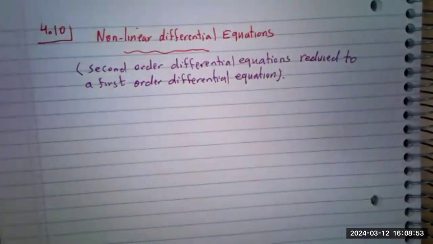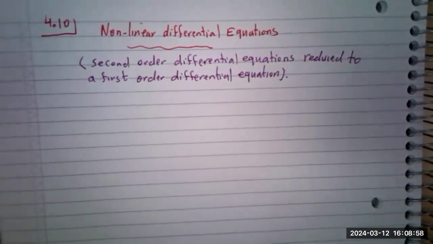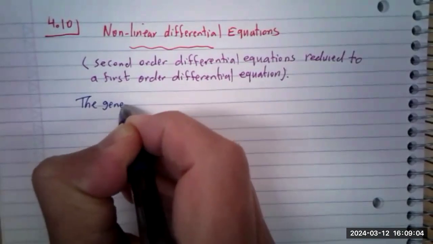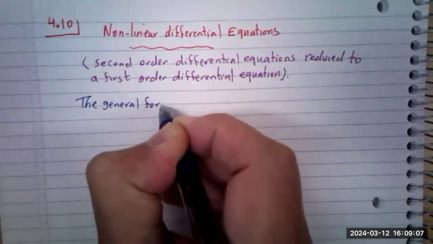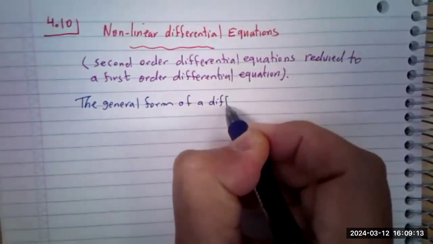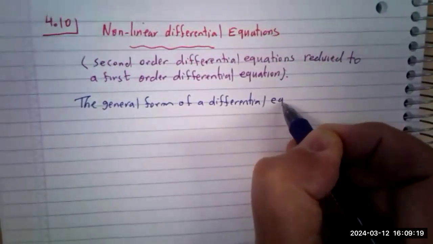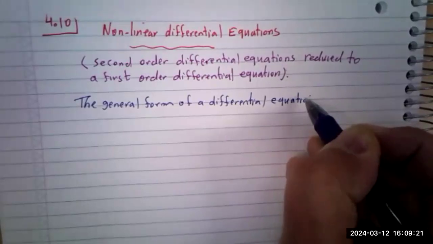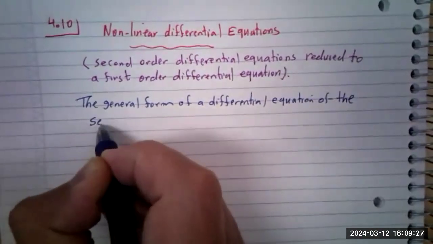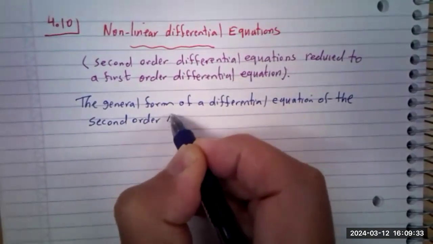This is the way we're going to do it. As we talk about it, we start with the general form of the equation, and we consider a special case. Now, what is going to be the general form? Okay, the general form of a differential equation of the second order is the following format.